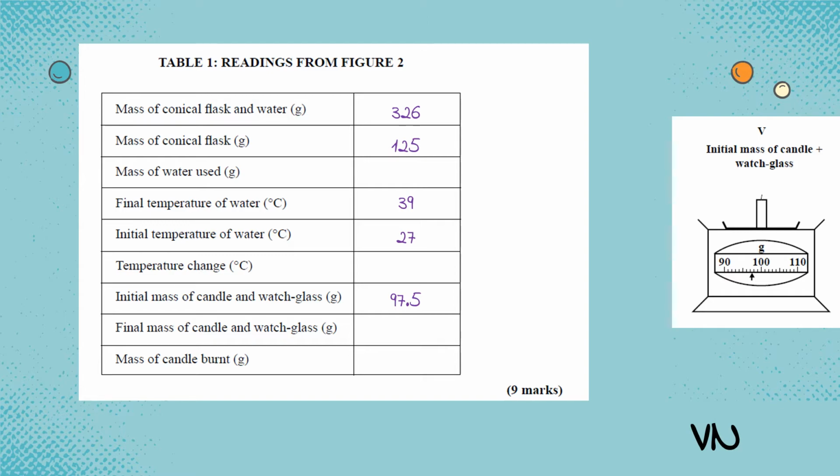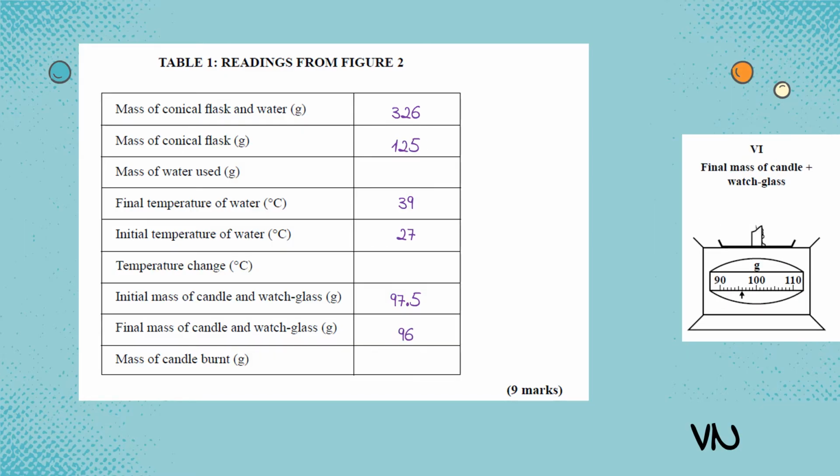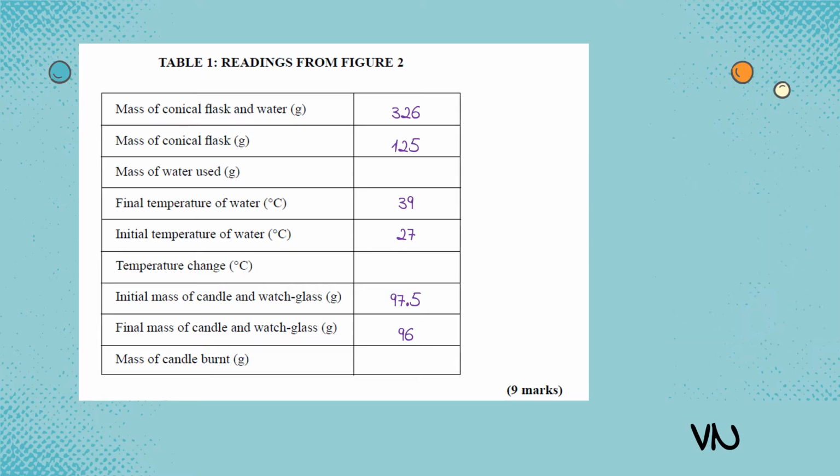Our next figure is showing the initial mass of candle and watch glass, and taking the reading, it is going to be 97.5 grams. And the final figure showing the final mass of candle and watch glass, that reading there is 96 grams.